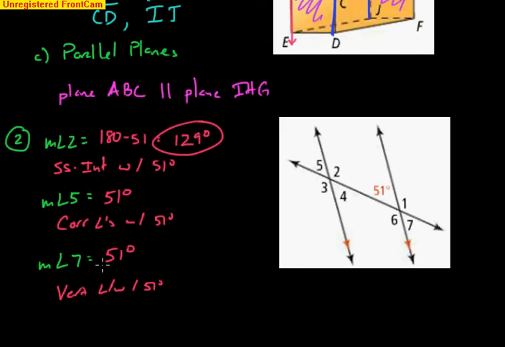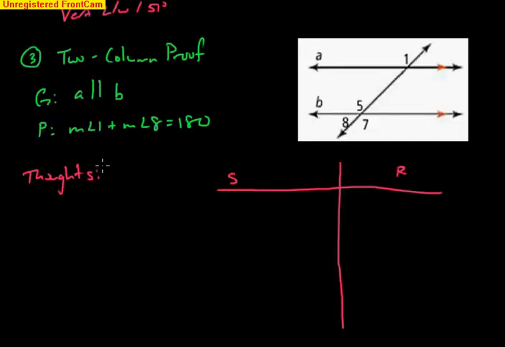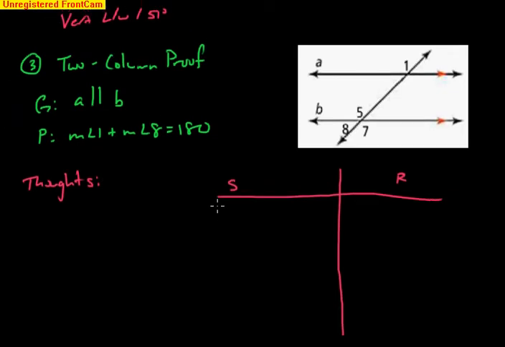Okay? So again, I cannot stress enough to justify if I ask you to. Okay, so here's the third one, our first two-column proof of the review. In this proof, I give you that lines A and B are parallel, so that'll be my first statement in the proof, that A is parallel to B, and that's given.